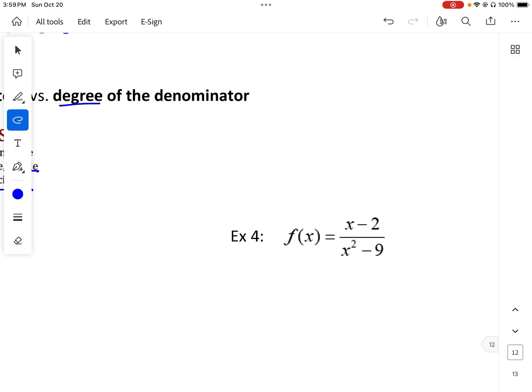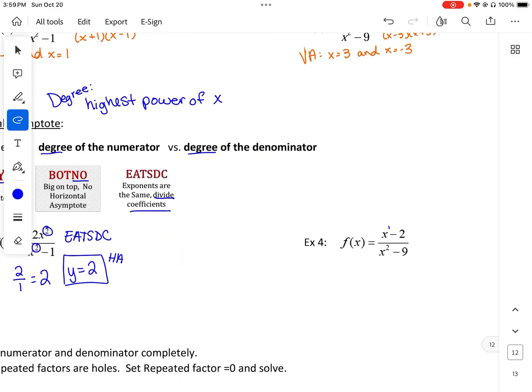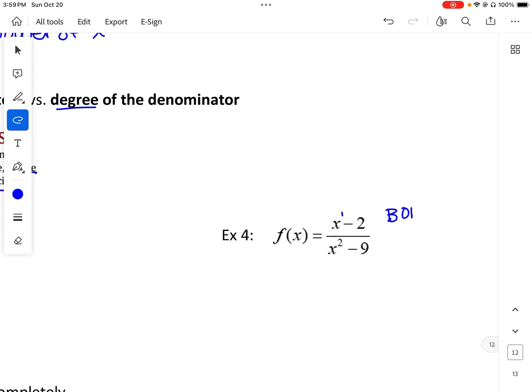Okay, the next one, we have a degree of 1 and a degree of 2. So it's big on bottom. So big on bottom, y equals 0. y equals 0 is our horizontal asymptote.